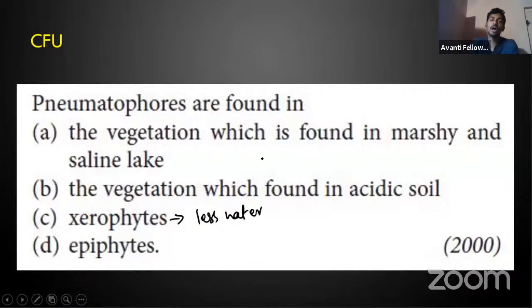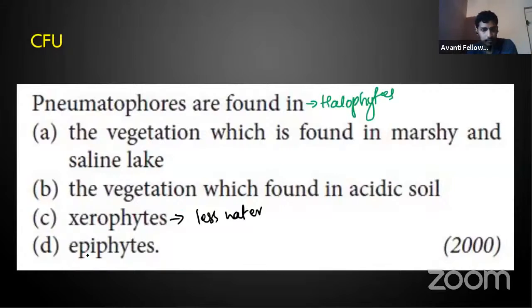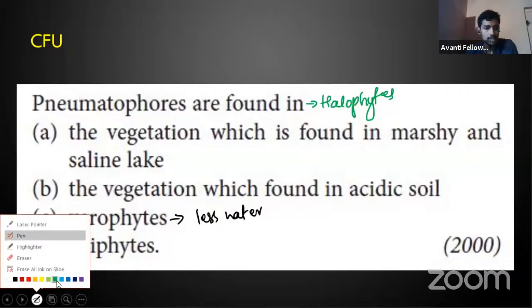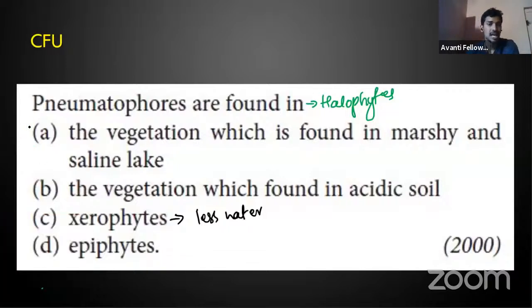The nematophores are present in halophytes. Halophytes are plants that grow in a saline lake, or in a saline area, or in a marshy area. Okay, so option A is correct. Exactly. Xerophyte means arid area, and epiphyte means growing above another plant.